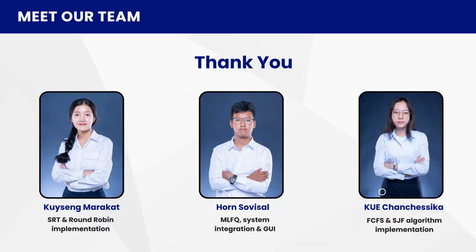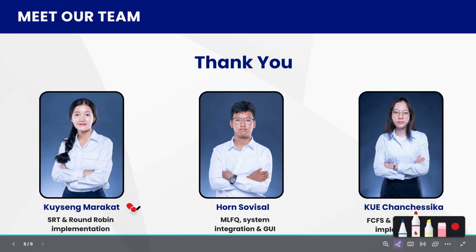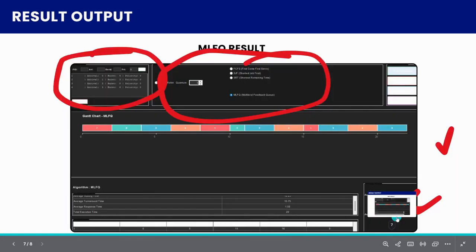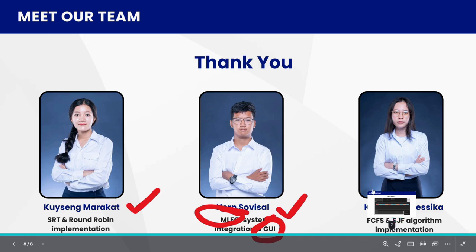So here's our team. We have three team members. The first one is Koisei Maricot. She implemented SRT and round robin. My name is Juan Sovisa. I implemented MLFQ and designed the GUI interface. And Kujan Jessica implemented first come first serve and SJF algorithms. Next, we will move to the demo.